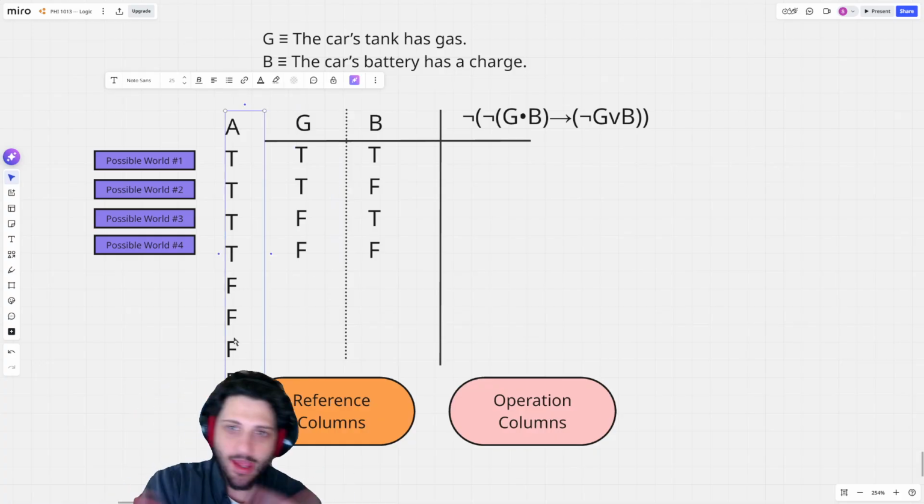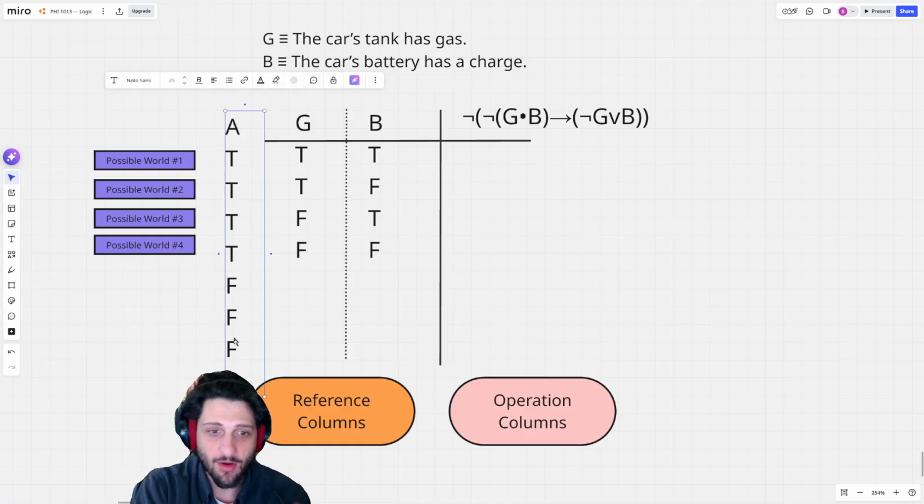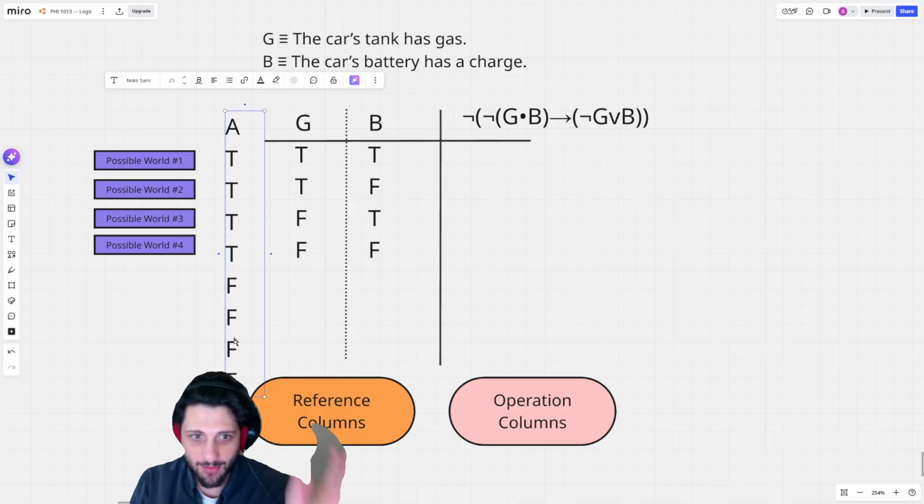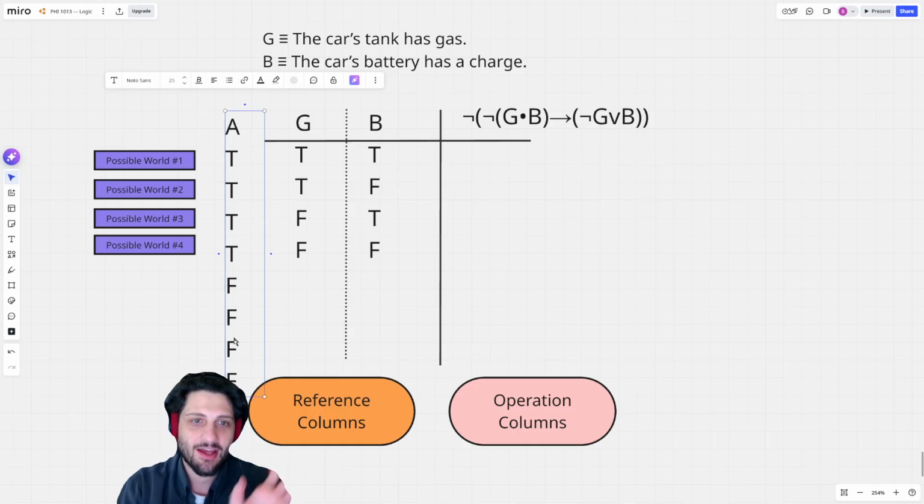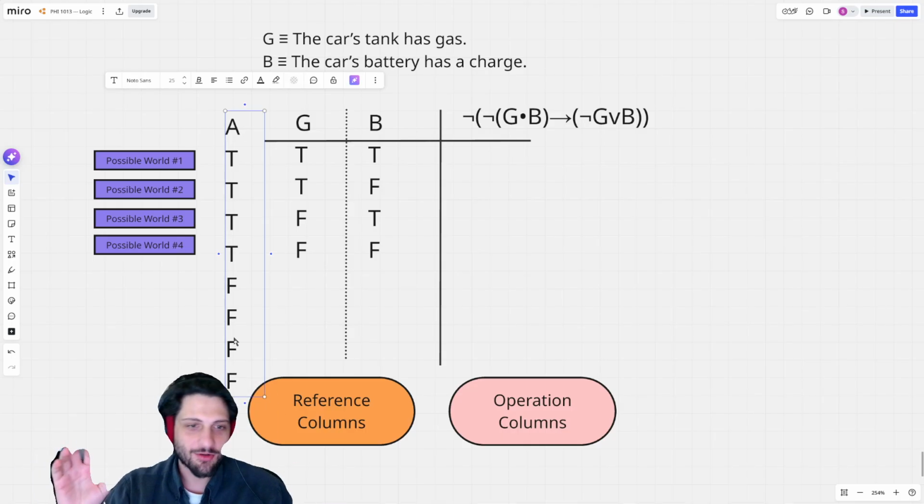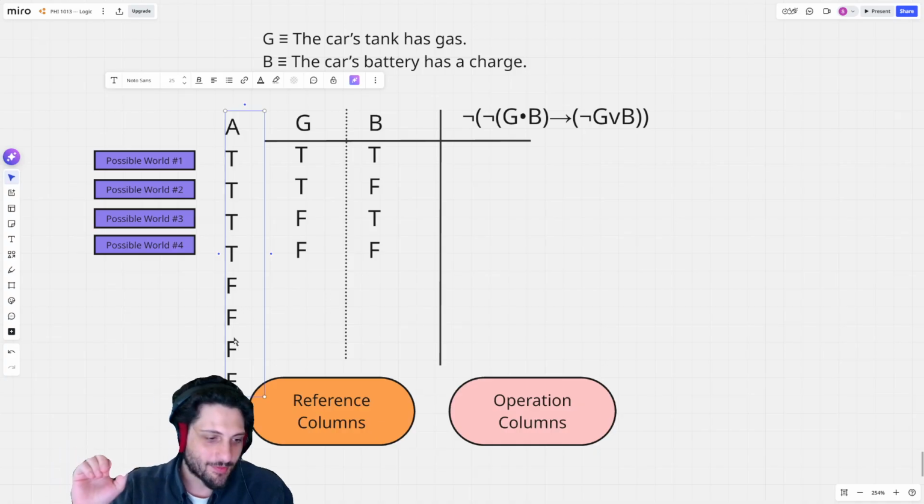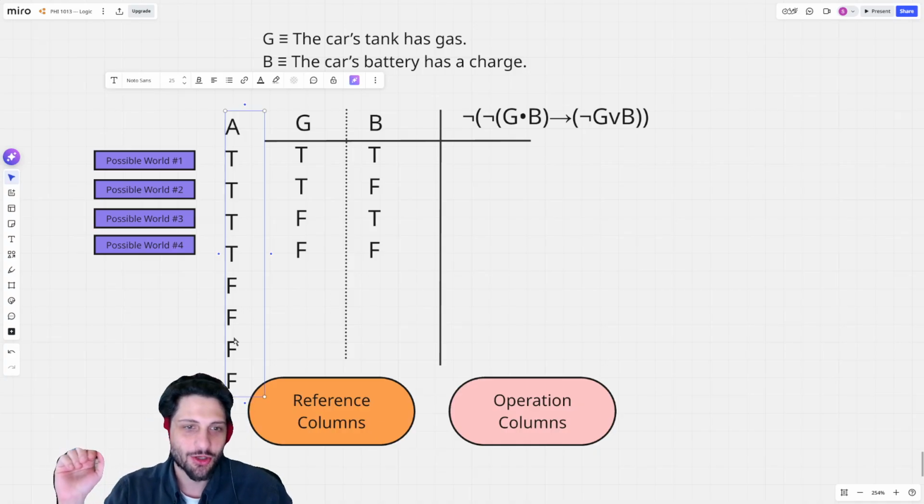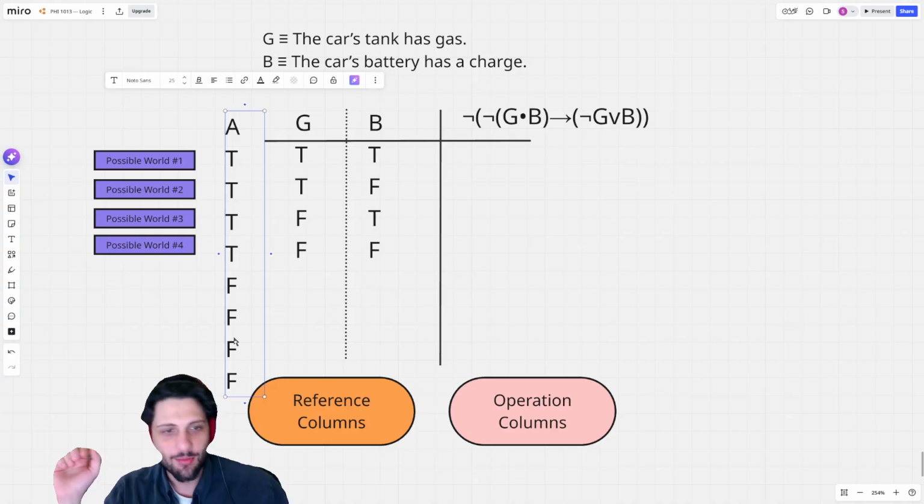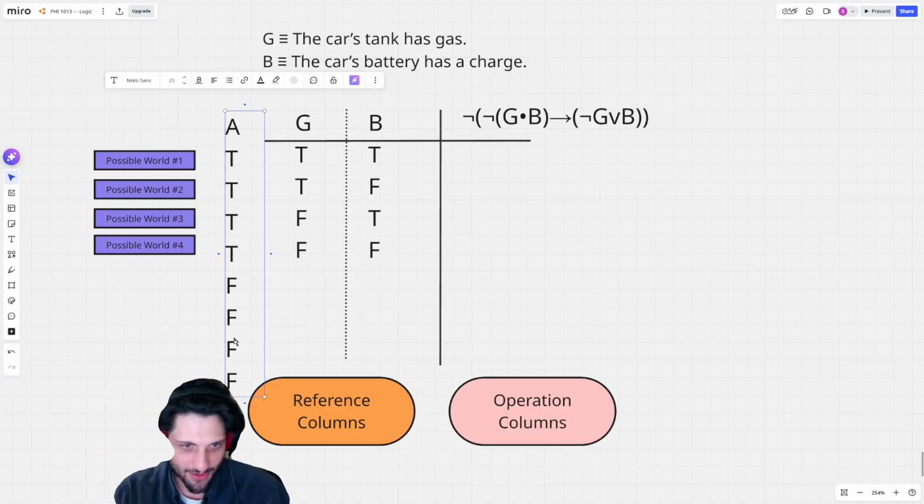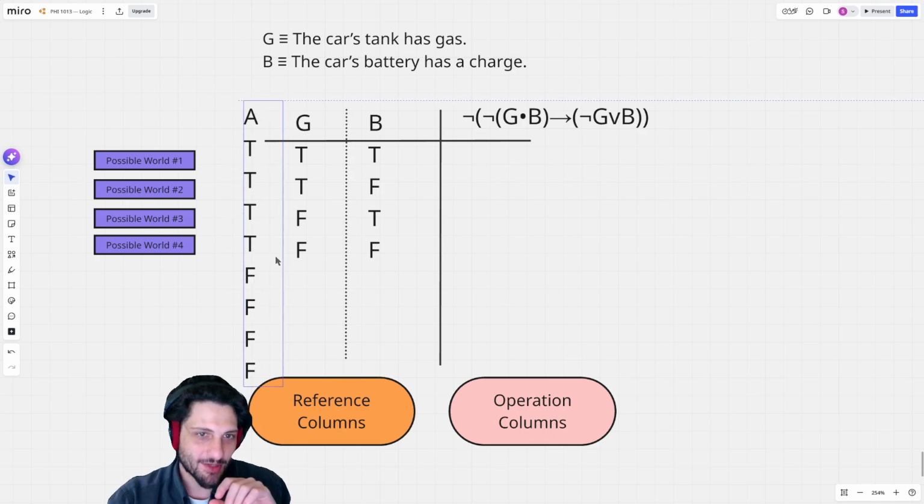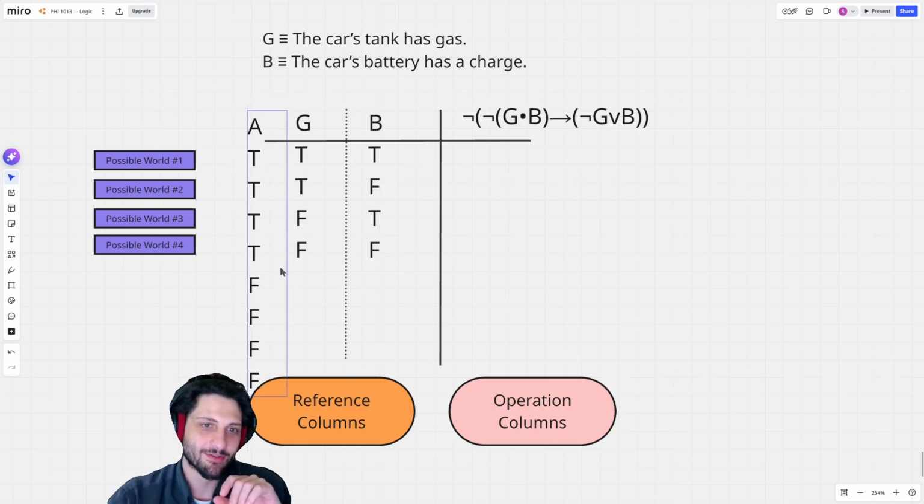So every time we add a new atomic statement, we're going to have more and more reference columns, which double the number of possible worlds. And don't worry, generally speaking, there's an old line that a good long truth table is good for the soul, but I'll try to avoid giving you things that are too long because that just gets tedious. But sometimes it's good to do at least one just to get the taste for it.